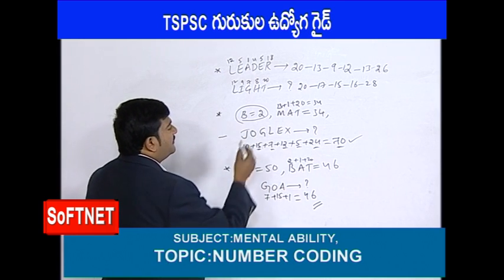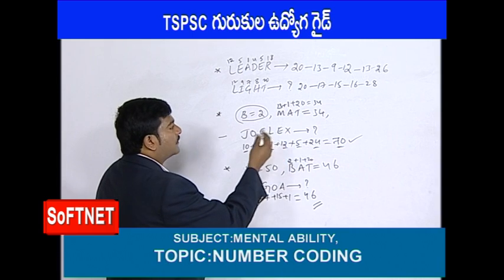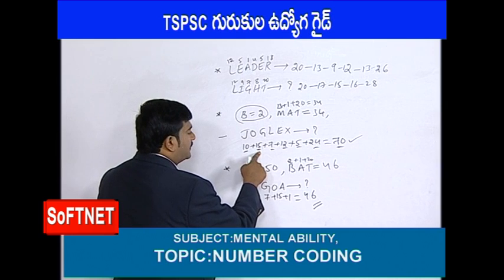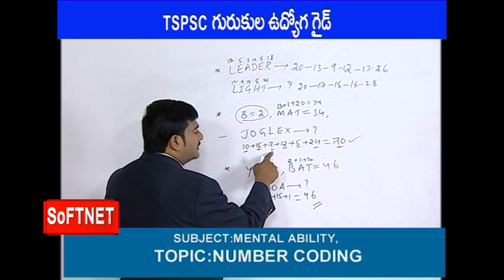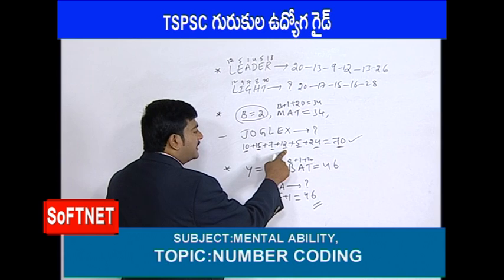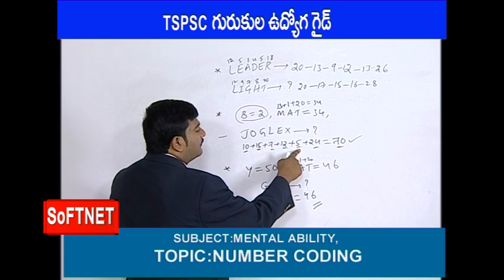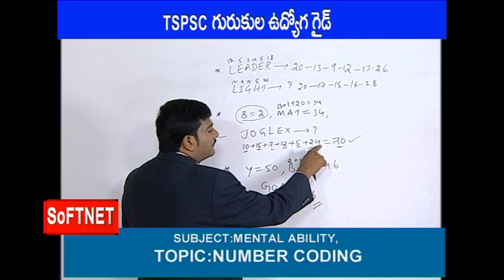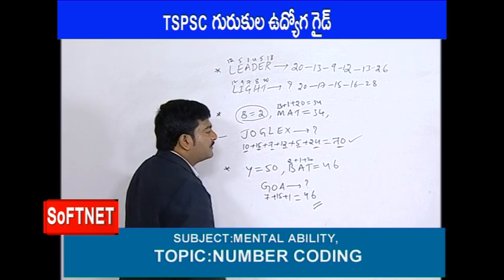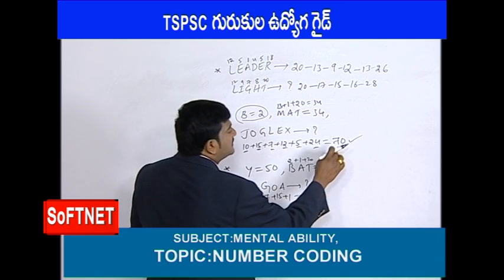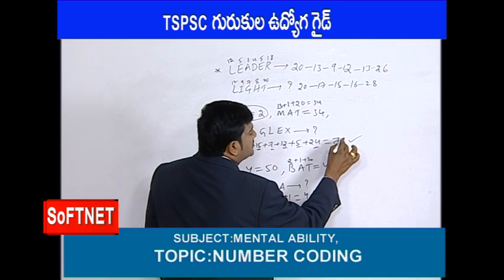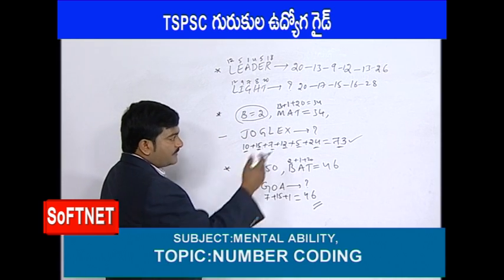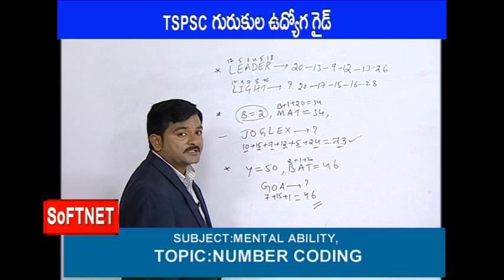B means how much? 2. MAT means 34. Okay. Directly adding. Add all these values. 10 plus 15, 25. 25 plus 7, 32. 32 plus 12, what you can say? 44. 44 plus 5, 49. 49 plus 4, 53. 53 plus 20. How much are you getting? 73. It's not 70. How much I am getting? 73 I am getting. Okay. So just correct that. It's not 70. It is simply 73. Okay.